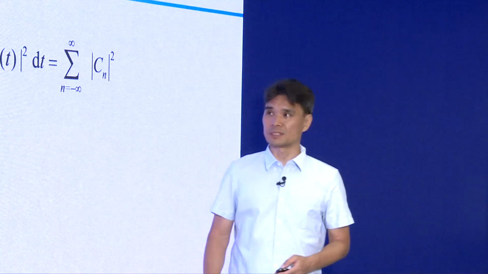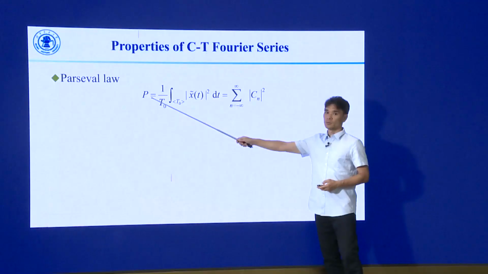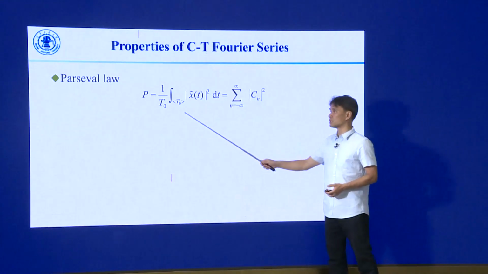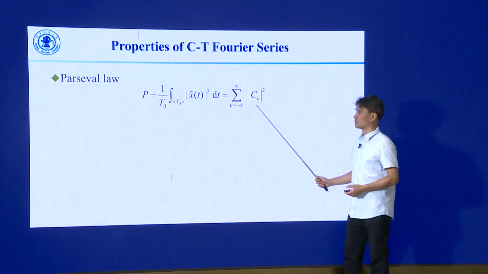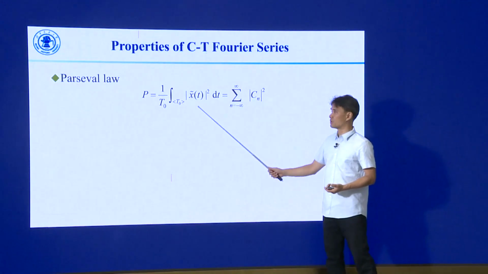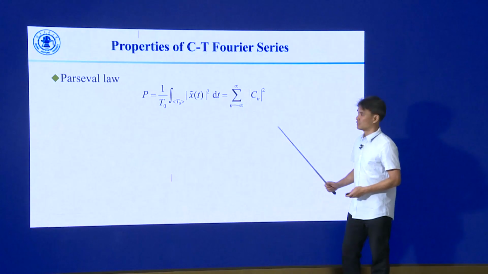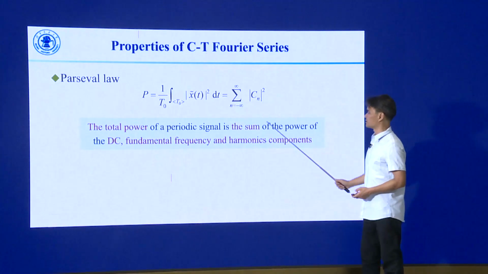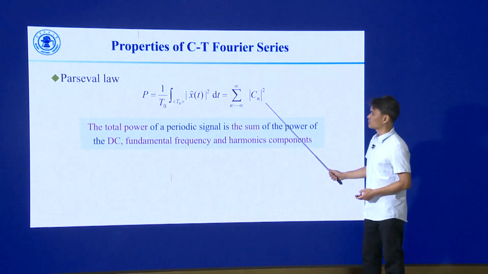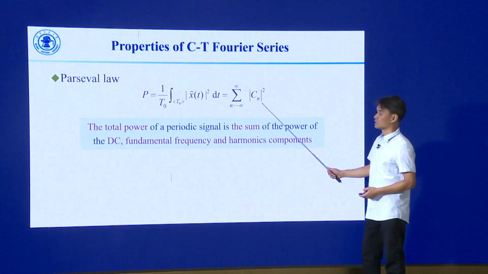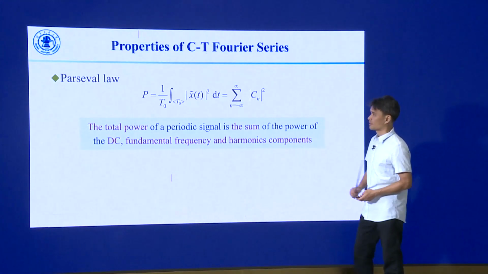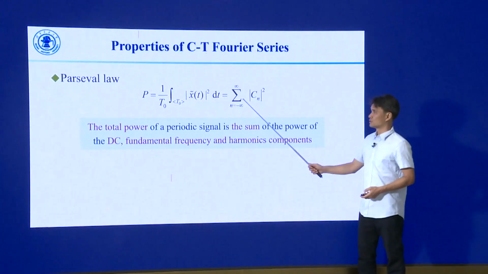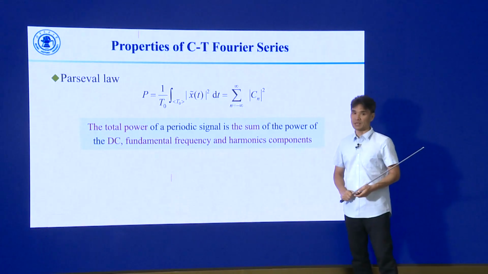The next property is called Parseval's law, which is based on the observation that it doesn't matter whether we calculate the power in the time domain or in the frequency domain. The value is supposed to be the same. So the total power of a periodic signal is the sum of the power of the DC, fundamental frequency and harmonic components in the frequency domain. And this is the calculation in the time domain. These two equations are supposed to be the same.